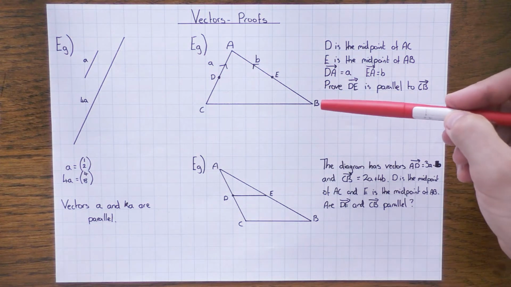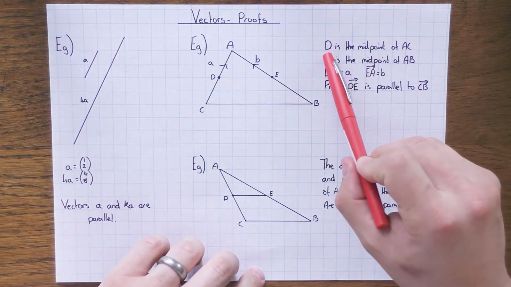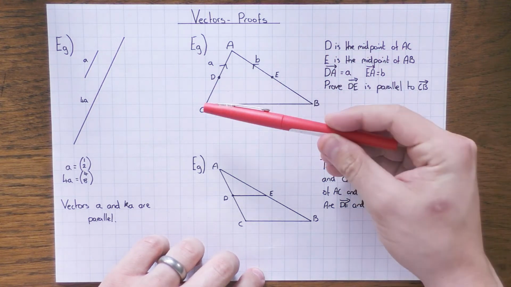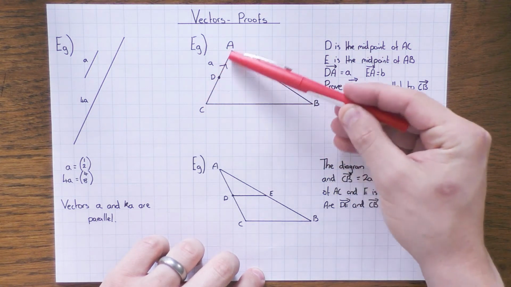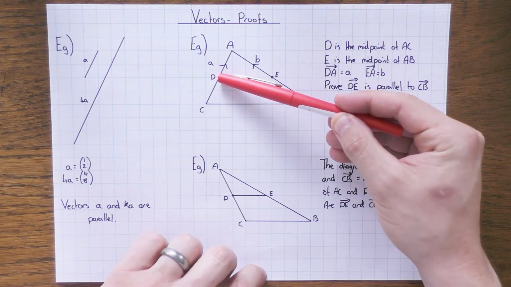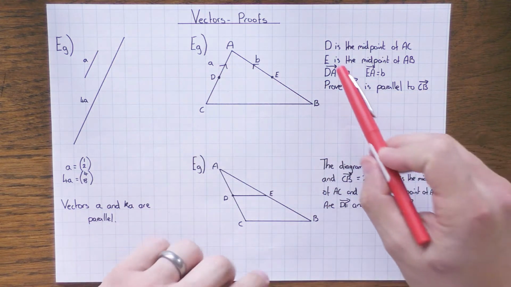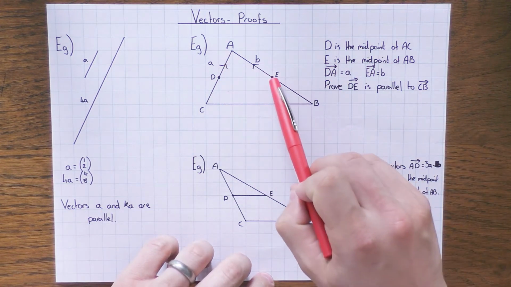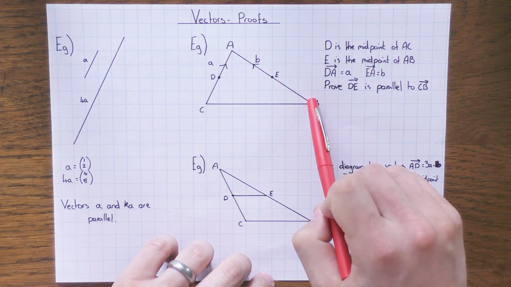So here's my first example. D is the midpoint of AC, so here is AC and D is the midpoint. E is the midpoint of AB, so there's E and there's the midpoint there. This is based on what we talked about in the second video.